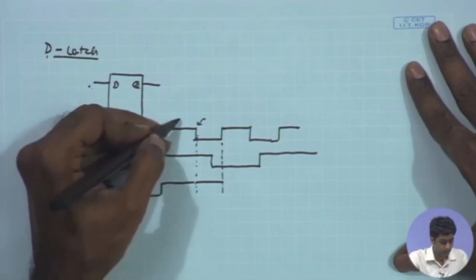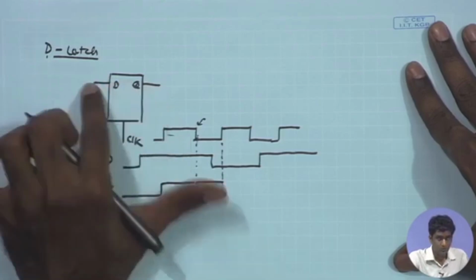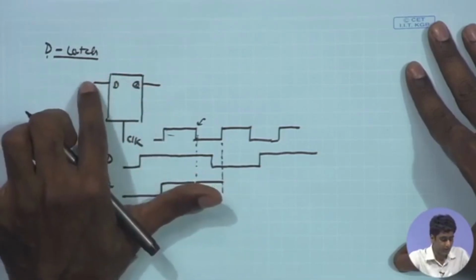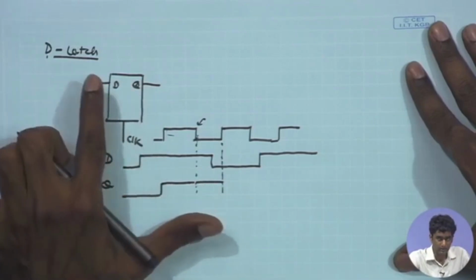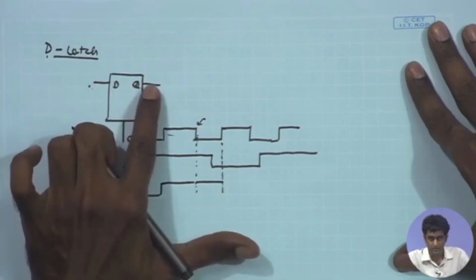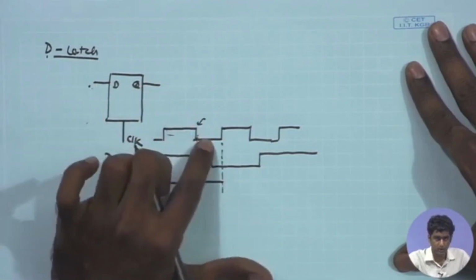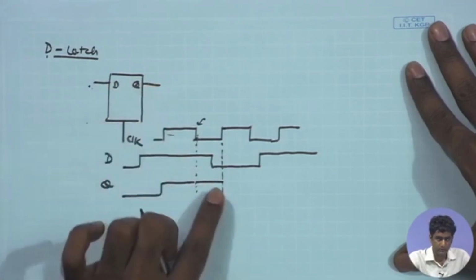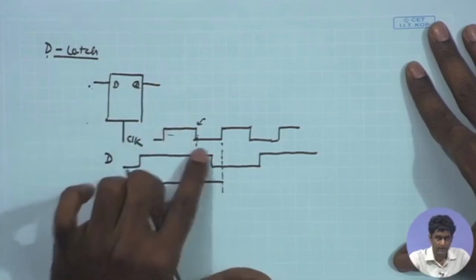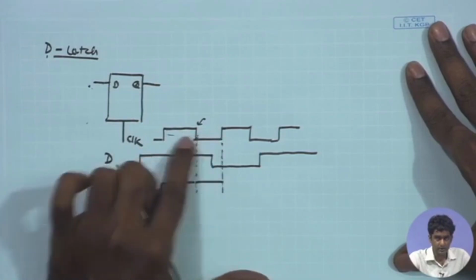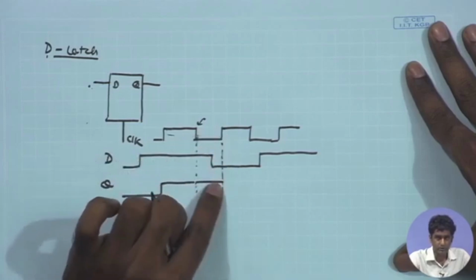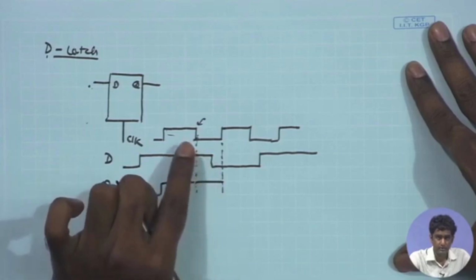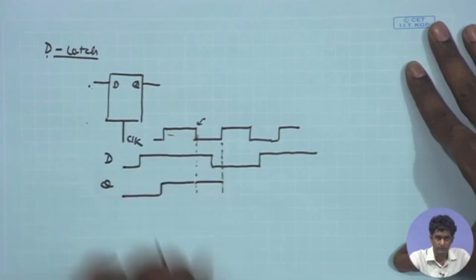During the high clock, you can assume that D and Q are directly shorted, or that you have a direct connection between D and Q. Whatever data is available at D, the same data is transferred to Q, but once the clock goes down, it is no longer transparent. Whatever data was available at Q remains stored, and therefore any change in D during the negative clock phase will not be transferred to Q. So Q is retaining the D level which was available before the negative edge of the clock.